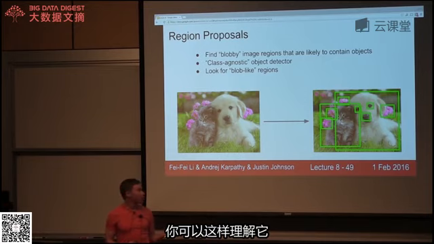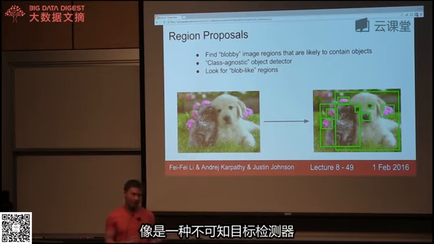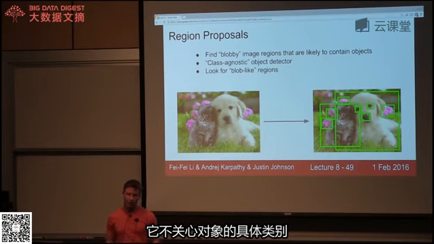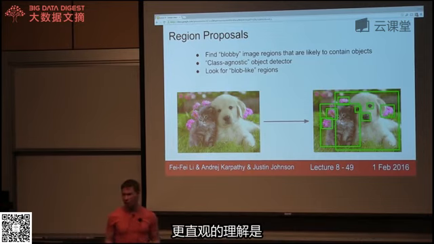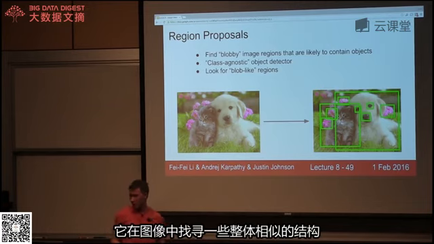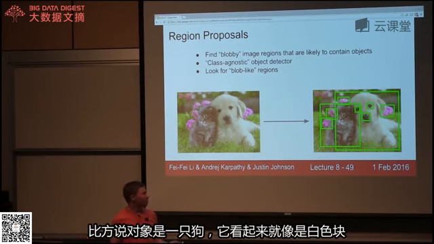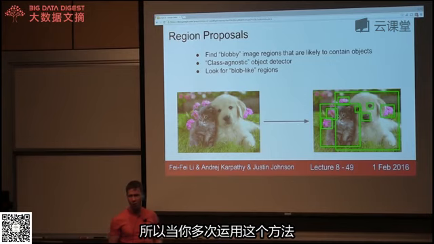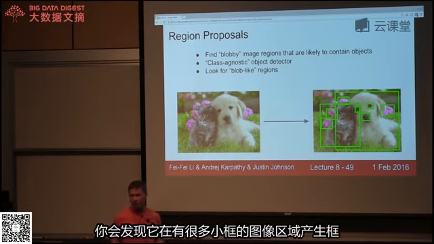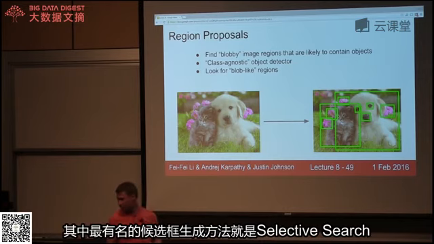One way you can think about region proposals is that they're like a really fast class-agnostic object detector. They don't care about the class. They're not very accurate, but they're pretty fast to run, and they give us a whole bunch of boxes. The general intuition is that they're looking for blob-like structures in the image. Objects are generally blobby: if you squint, the dog looks like a white blob, the cat looks like a white blob, these flowers are blobby, the eyes and the nose are blobby. So when you run these methods, a lot of times they put boxes around many of these blobby regions in the image.